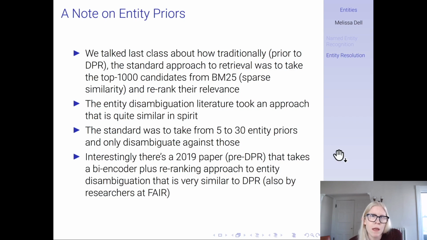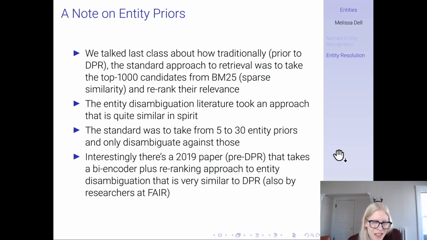Okay. And so before I delve into talking a little bit more about entity disambiguation, I want to make a note about entity priors. So if you think back to last class, we talked about how traditionally, prior to DPR by and large, the standard approach to retrieval was to take the top 1,000 candidates from BM25, which is sparse similarity, and then re-rank their relevance. And the entity disambiguation literature took an approach that's quite similar in spirit, and you actually still see this done today. And so the standard is to take from 5 to 30 entity priors and only disambiguate against those.